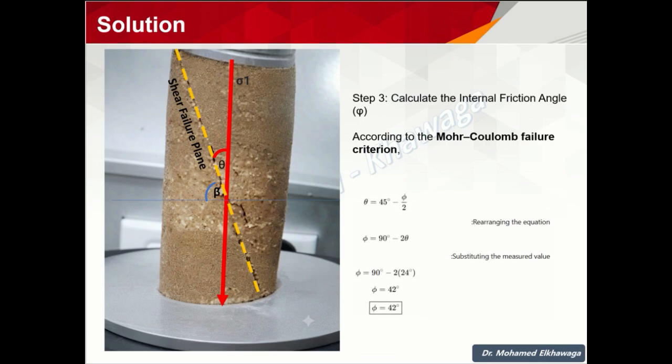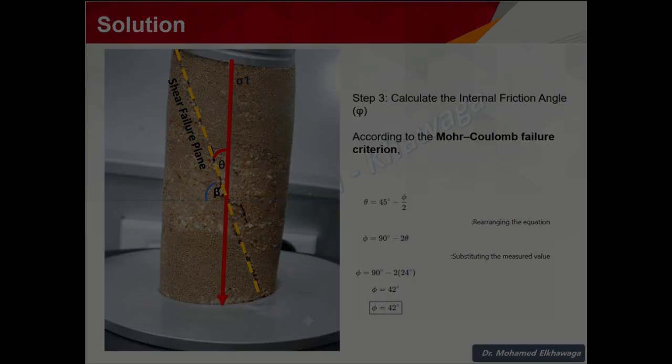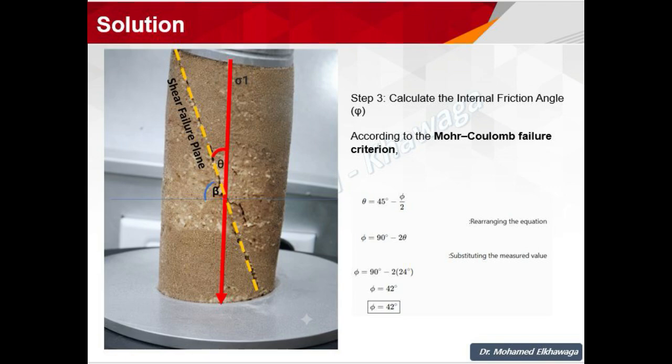Step 3. Now, let's calculate the internal friction angle, phi. According to the Mohr-Coulomb failure criterion, theta is equal to 45 degrees minus 1/2 of phi. To calculate phi, we first rearrange the equation. This gives us phi equals 90 degrees minus 2 times theta. Now, substitute the measured value of theta, which is 24 degrees. The internal friction angle of this rock sample is 42 degrees.